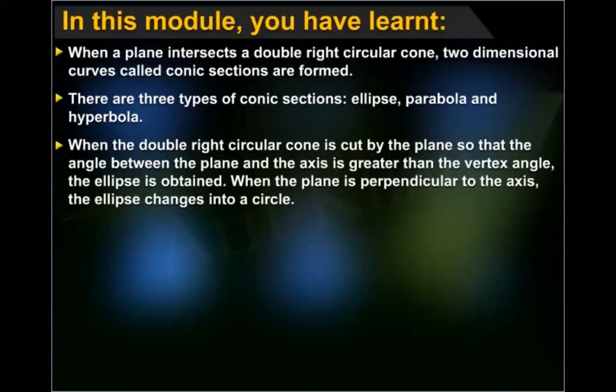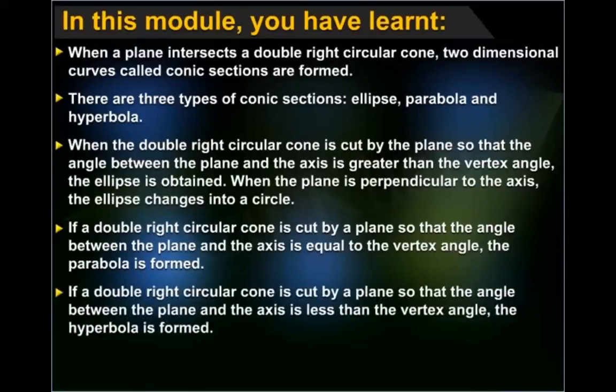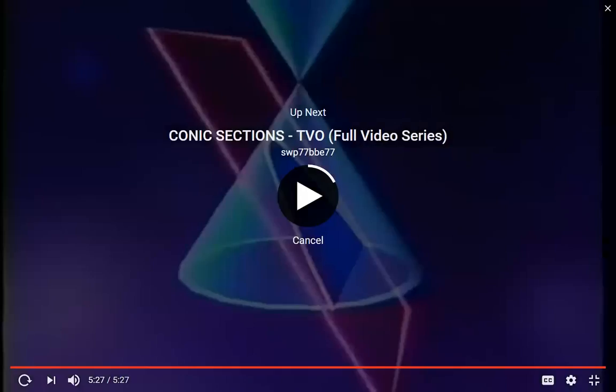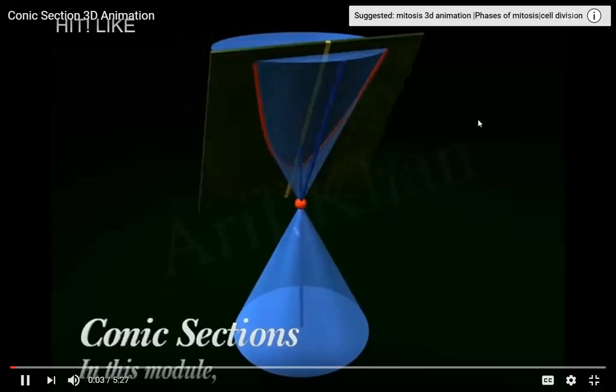If a double right circular cone is cut by a plane so that the angle between the plane and the axis is equal to the vertex angle, the parabola is formed. If it is cut by a plane so that the angle between the plane and the axis is less than the vertex angle, the hyperbola is formed. If a plane intersects the double right circular cone at its vertex, the figures formed are called degenerate conics.